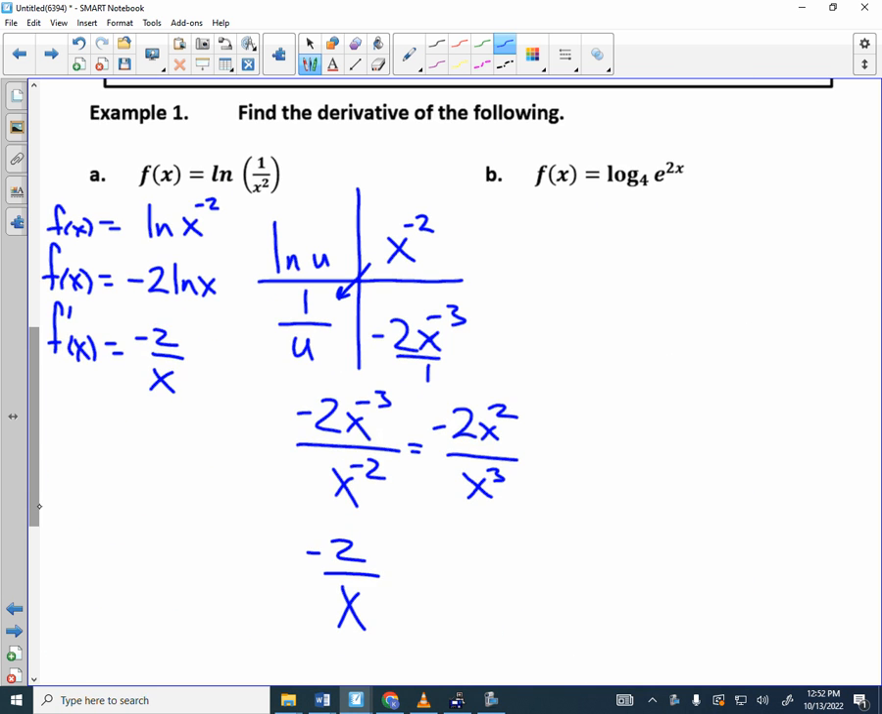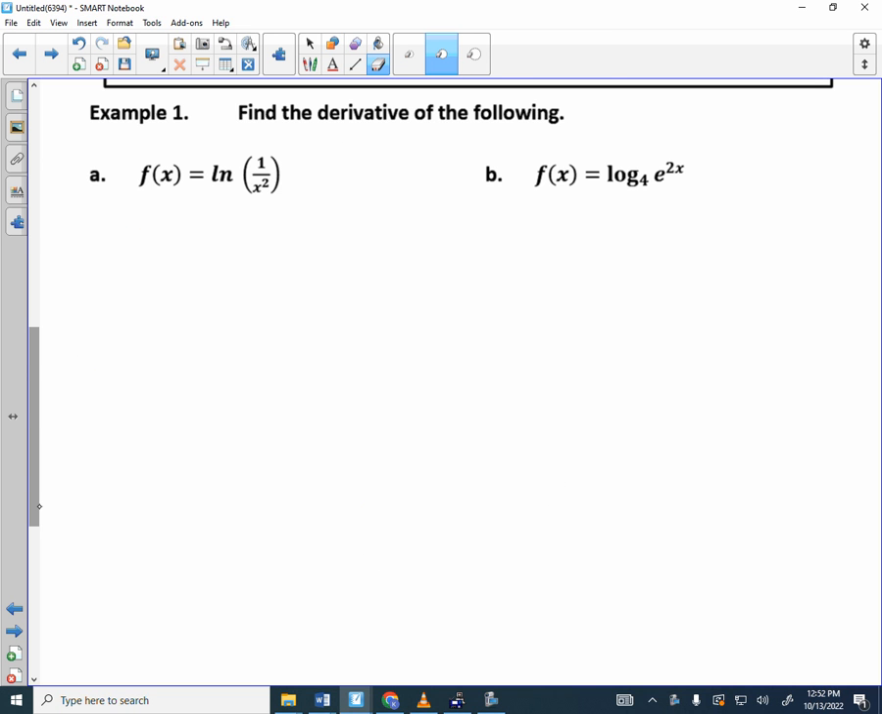All right. Let's try this one. So what do you notice is different about letter B? It has a base of 4. So again, you're not going to be tested here on this, but I'm just going to show you what that looks like. I think you have one or two questions like that in your worksheet. But I will create the chain rule.